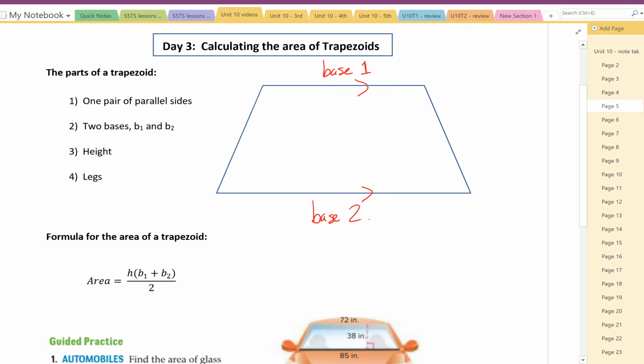There's a height of a trapezoid, and that's just the distance between the two bases. So if I drew a straight line from one base perpendicular to the other base, here is the height of the trapezoid. And then these other two sides that are not parallel to each other are called legs. I could call this one leg 2, and I can call this one leg 1. Anyway, those are the parts of a trapezoid.